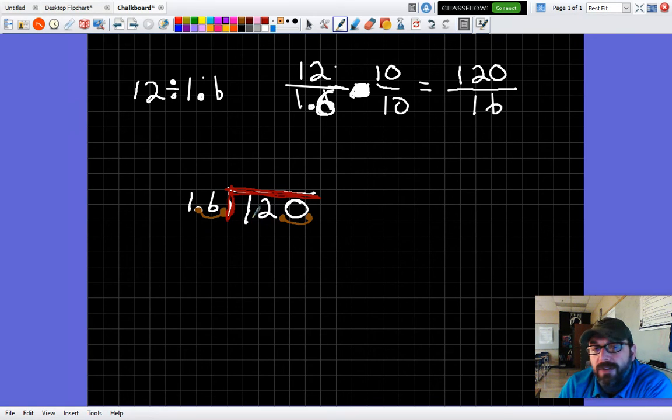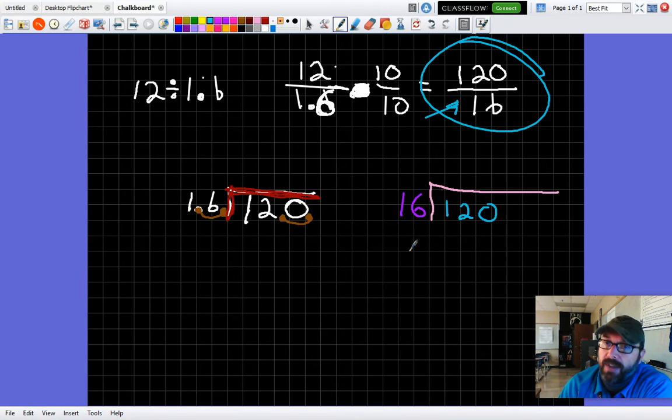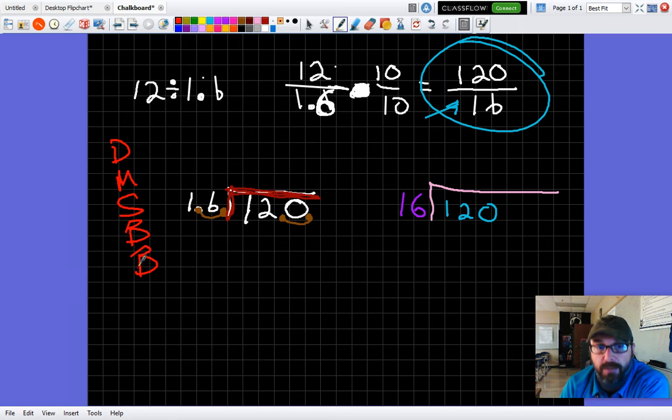And if this is too wordy, let me just go ahead and rewrite it over here so it looks a little bit cleaner. We've got 16 goes into 120. And that way you can see it without the decimal points messing everything up. And look, that is the exact same representation of that fraction up there. And now it's just a case of simple long division. Divide, multiply, subtract, bring it on down, and bring it on back.